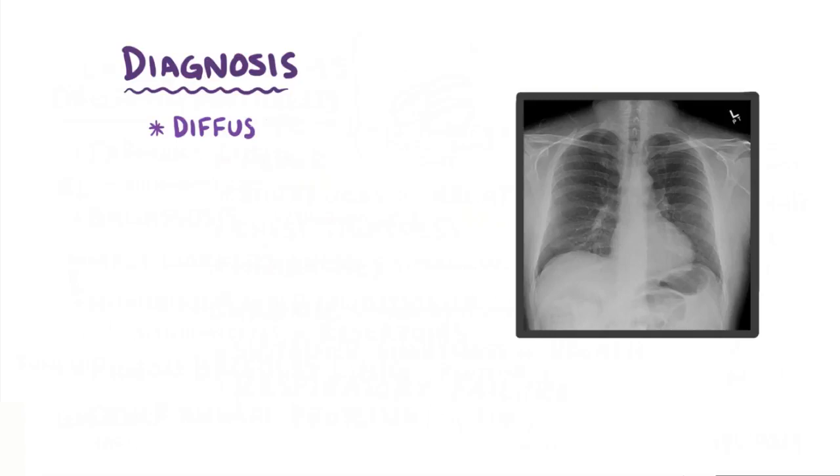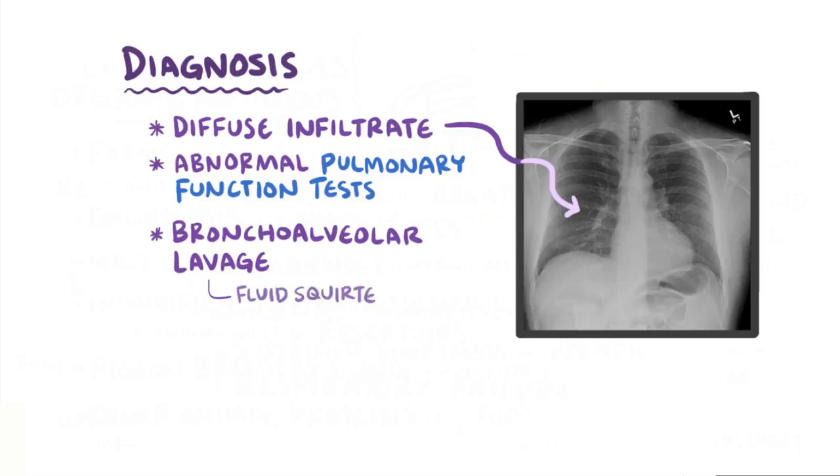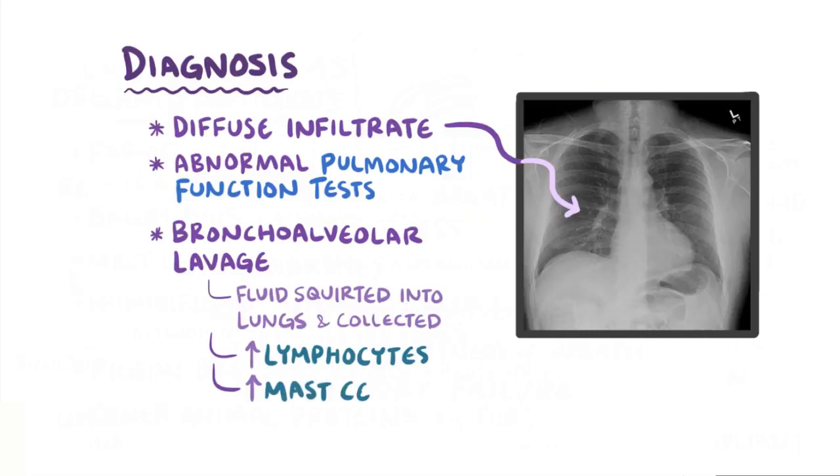Typically, there might be a diffuse infiltrate on the chest X-ray along with abnormal pulmonary function tests. More specialized testing involves a bronchoalveolar lavage and a lung biopsy. A bronchoalveolar lavage is when fluid is squirted into the lungs using a small, flexible tube inserted through the mouth or nose, after which the fluid is collected and analyzed. In hypersensitivity pneumonitis, the fluid might have a high number of lymphocytes and mast cells.